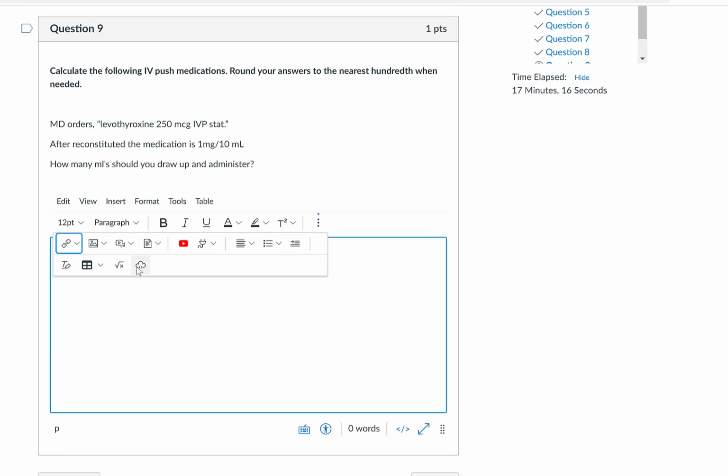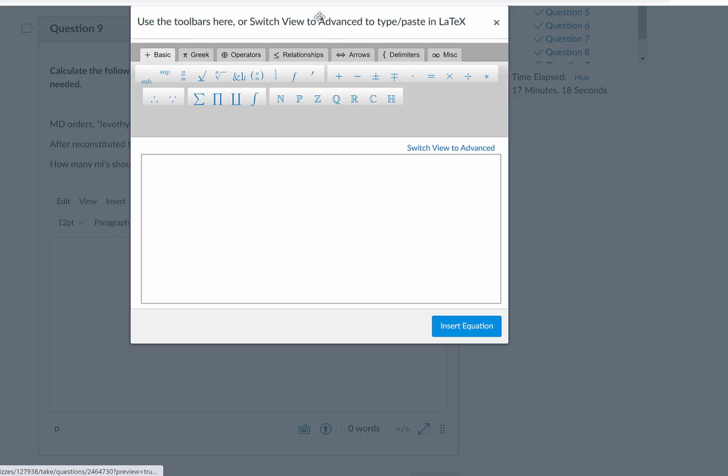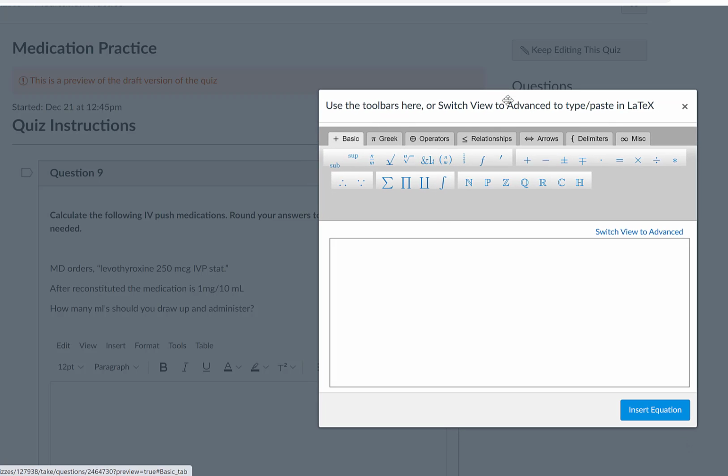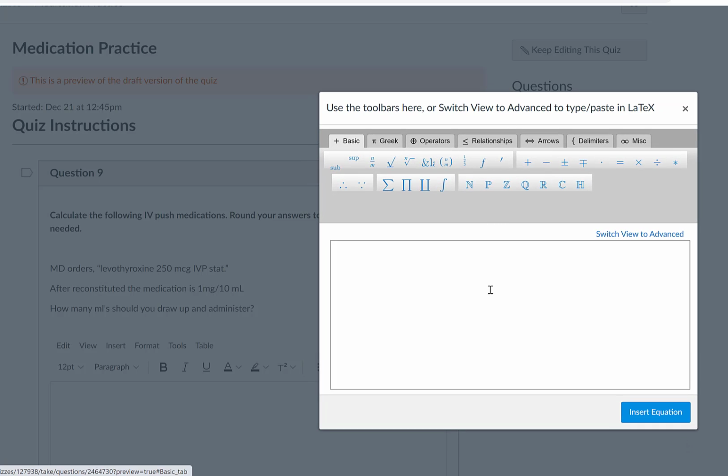Same thing, enter your equation. You can move your equation off to the side. You can move it down below. Probably better if you don't scroll, because sometimes Canvas does not like that. But we're looking at this. We want to know how many mLs we are going to administer for this. It is going to ask me to round to the nearest hundredth if I need to. So I want to know my mLs per dose, because I want to know how much I'm going to draw up to give this time.